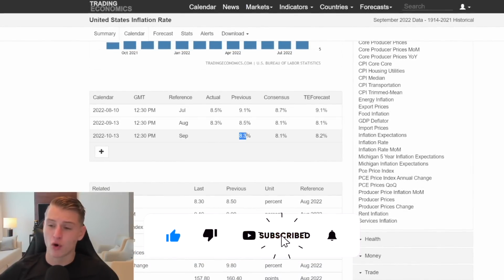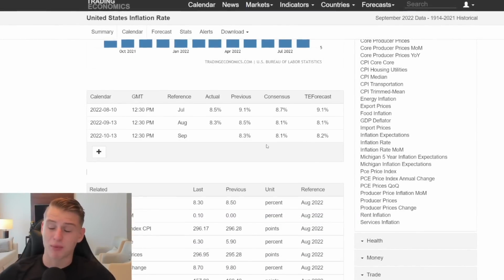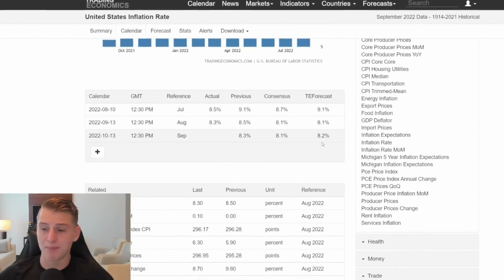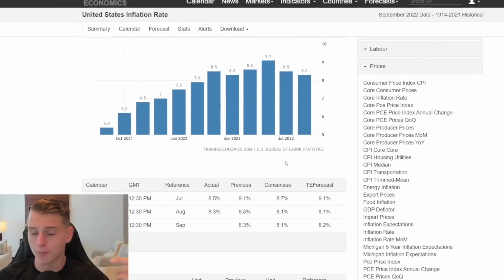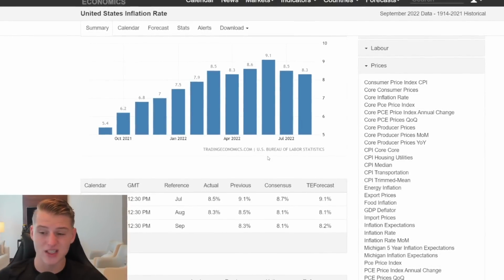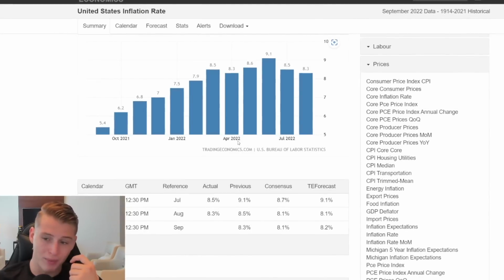If it's going to come in colder than expected, so lower than 8.2%, we will probably be pumped. If it's going to come in higher than 8.2%, it will be very bearish for markets. So let's see how it's going to play out. Europe is currently around 17%, and the US is holding steady around 8%. So definitely, if it's going to come in higher, I wouldn't be all too surprised.